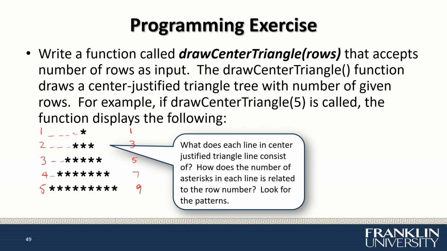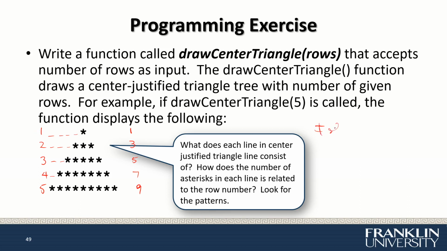All right, so what is the relationship here between the number of spaces and the row number? If you look at this closely, row 1 has 4, row 2 has 3, row 3 has 2, row 4 has 1. Isn't it 1 plus 4 spaces is 5, 2 plus 3 spaces is 5, 3 plus 2 spaces is 5, 4 plus 1 space is 5. So the number of spaces is the number of rows minus your row number.